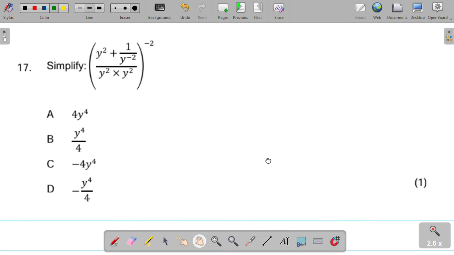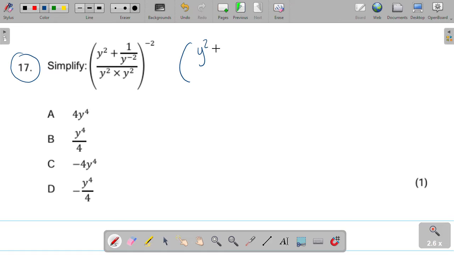Okay, so how do we go and simplify this one? This was question 17, and it says simplify, and they give us our options. So let's go ahead and simplify. I'm just going to write it out first. It's (y squared plus 1 over y to the minus 2) over (y to the 2 times y to the 2), and then there's a negative 2. Now guys, it looks really complicated. It's not too bad, but if I was in grade 9 and I got this, it would look really complicated.